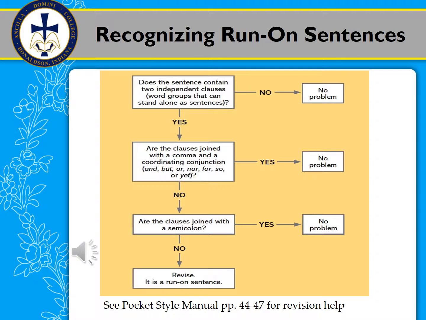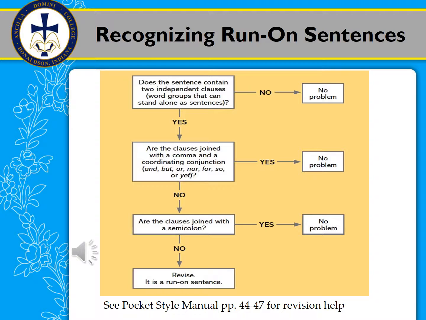A conjunction is a word that joins two things together. That's why it's called coordinating: it coordinates two things, and conjunction is a word for anything that hooks two things together. Look at that list; some of you learned the FANBOYS method: for, and, nor, but, or, yet, so. Same content, just laid out as FANBOYS. So you ask yourself if these two independent clauses are joined together with a comma and a coordinating conjunction, one of these words. If the answer is yes, then no problem.